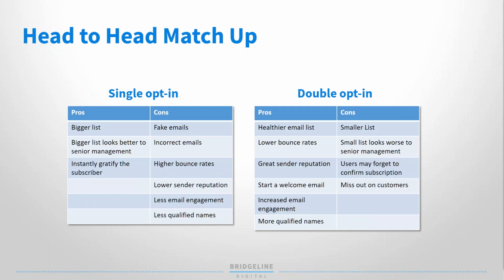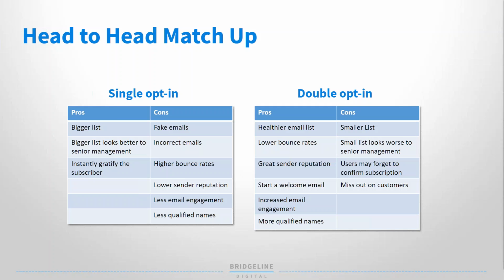So for double opt-ins, the pros are a healthier email list, lower bounce rates, better sender reputation, and it gives you the chance to start with a warm, fuzzy message to build your brand, possibly through a welcome email, increase email engagement, and overall get more qualified names. So the cons with the double opt-in are that you'll have a somewhat smaller list, which might look worse to your senior management depending on the situation.